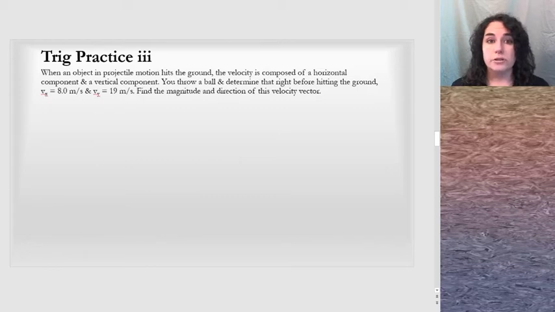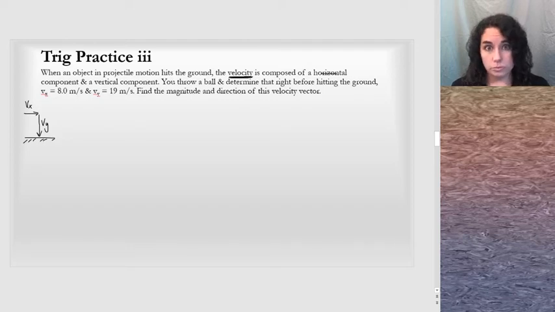Here's an example of right triangle trigonometry that involves velocity. Velocity is a vector, and it has two components in an x and y coordinate system. When an object in projectile motion hits the ground, the velocity is composed of a horizontal component and a vertical component. So when I think of something hitting the ground, it's saying, here's the ground. It's hitting the ground with a horizontal component and a vertical component to the velocity. And I will label these Vx and Vy like they have in the problem.